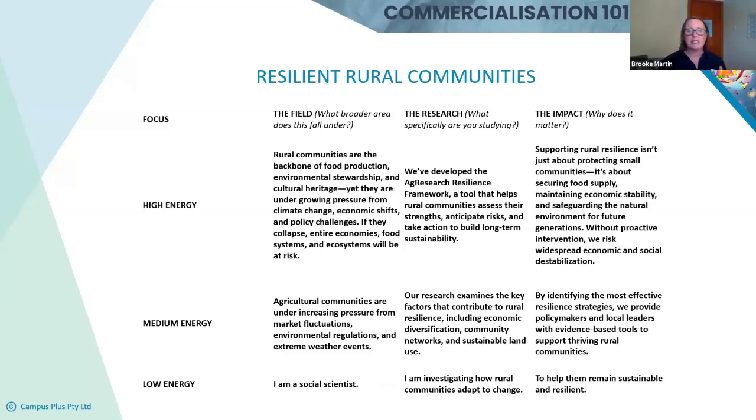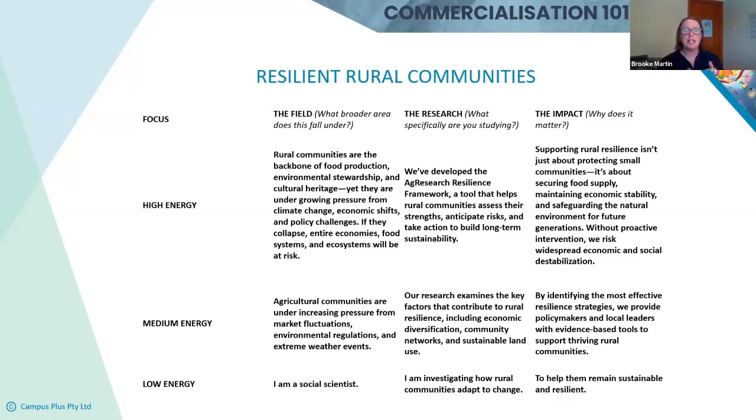I'm a social scientist. I'm investigating how rural communities adapt to change so that I can help them remain sustainable and resilient. Again, very beige. That's very barbecue. This is anyone can kind of access that. There's not a lot of jargon there. And somebody comes and goes, oh, that's really interesting. So what do you mean? Like, why is that important?